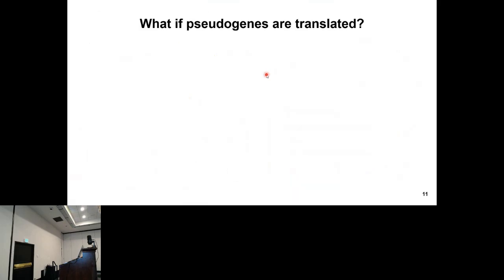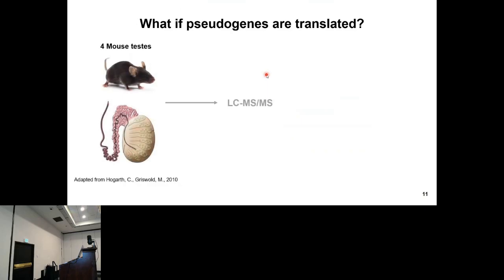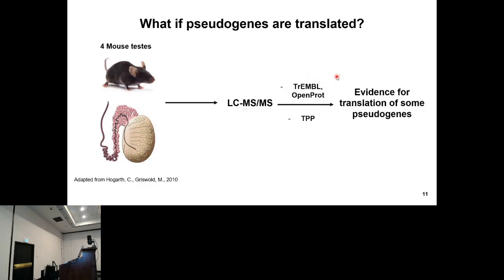There is some evidence in the literature that pseudogenes can not only be transcribed, but actually also translated. We wondered whether we could find evidence of translation of pseudogenes in mouse testes. To answer this question, we performed a tandem mass spectrometry experiment on the same 4 mouse testes. After analyzing our data with the transproteomic pipeline using a custom database consisting of canonical proteins from TrEMBL and predicted pseudogenic proteins from OpenProt, we expected to see evidence for translation of some pseudogenes in mouse testes.